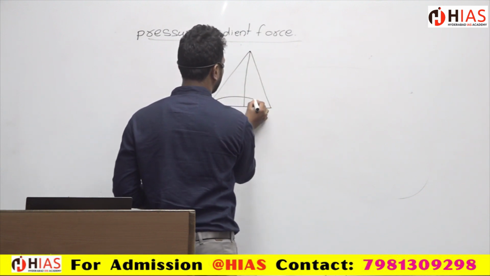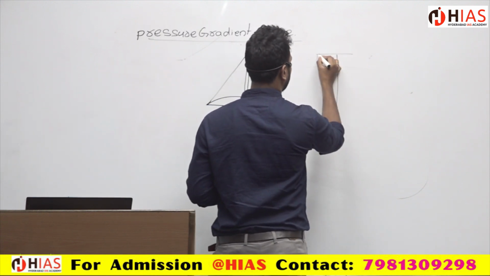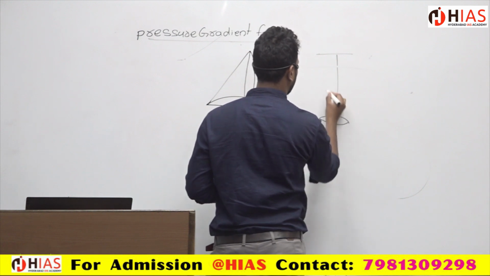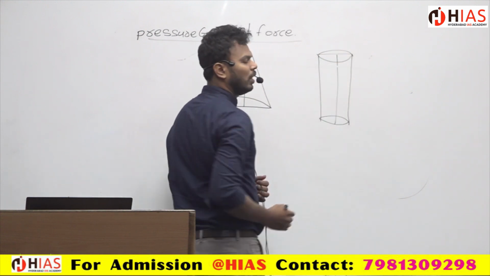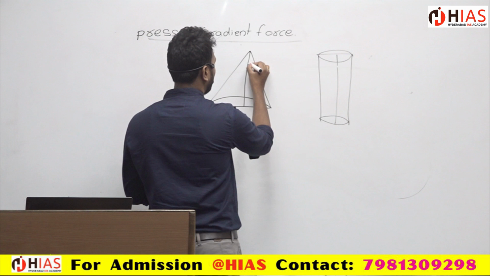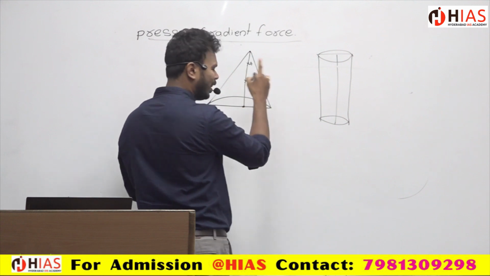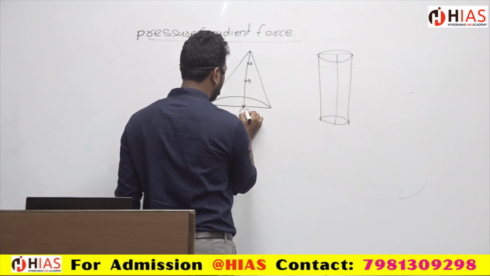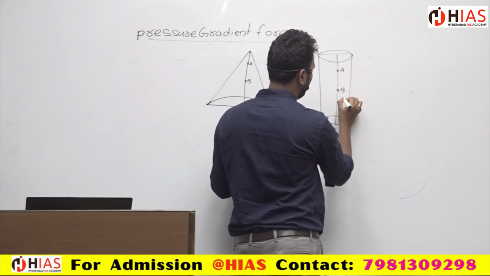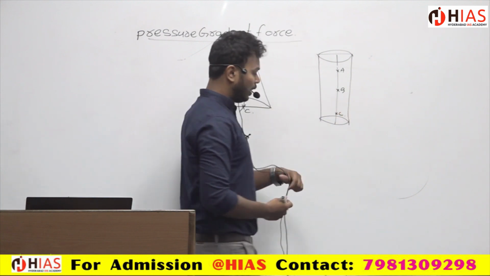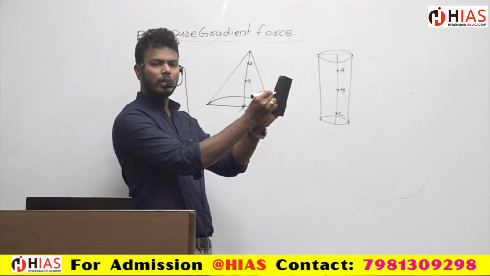Imagine this is a cone and cylinder. So there is a point A, point B, and on the open space, point C. Point A, point B, and point C on a cylinder. Imagine this in a 3D format, okay? Just like this, a cylinder, and a point is located on this.